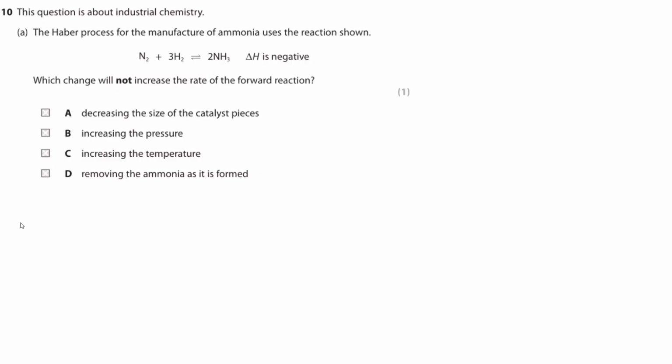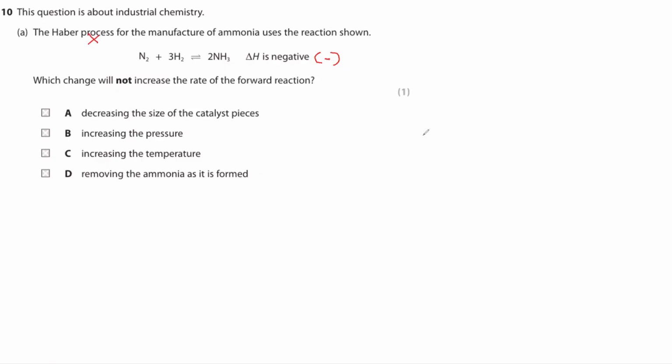Now here they are talking about the Haber process. If you can't remember it, no worries, because they are not asking about the Haber process, they are asking something else. They are talking about manufacturing ammonia. Enthalpy change is negative. Okay. Which change will not increase the rate of the forward reaction?